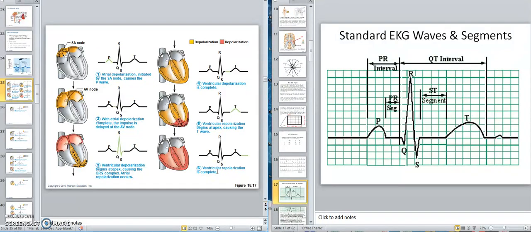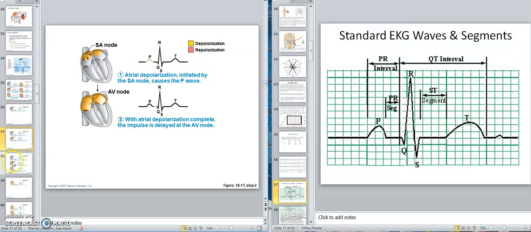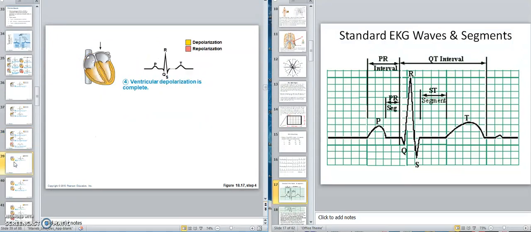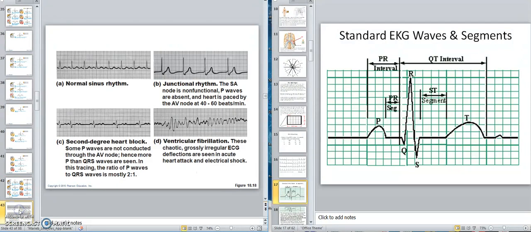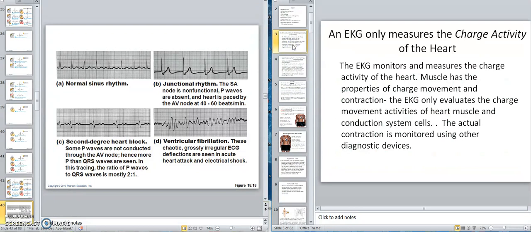So what you can do is follow through the various actions here to give you an idea. Now again, remember, that's a normal sinus rhythm. Sinus rhythm means the SA node. So remember then that the EKG only looks at charge activity, not mechanical activity. I've shown you the progression.